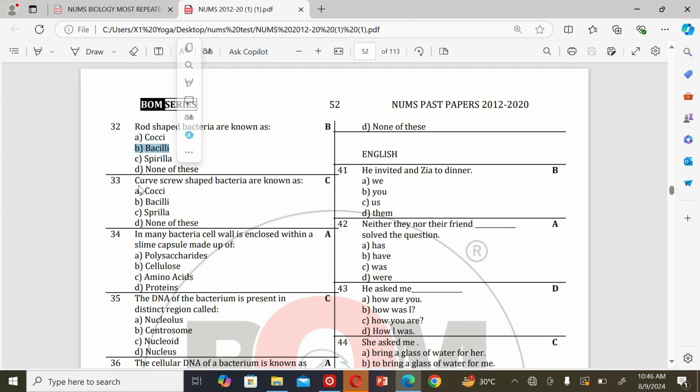The next MCQ is: curved screw-shaped bacteria are known as A. cocci, B. bacilli, C. spirilla, and D. none of these. So the correct option is C.